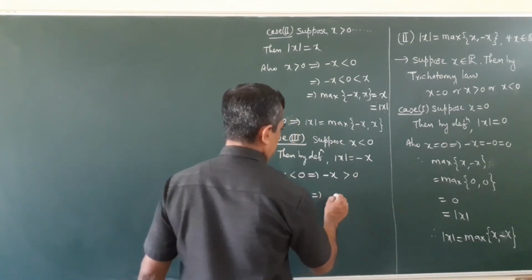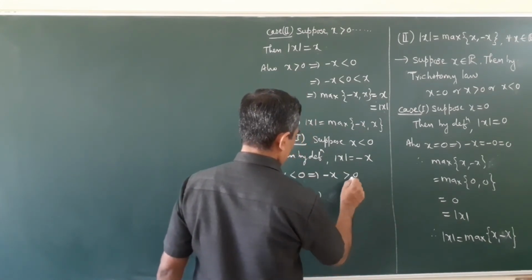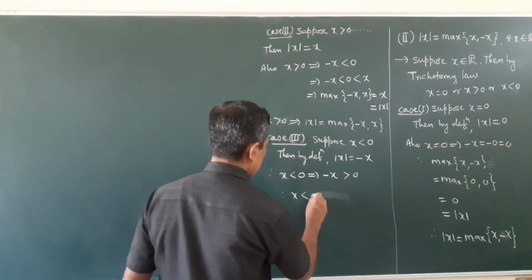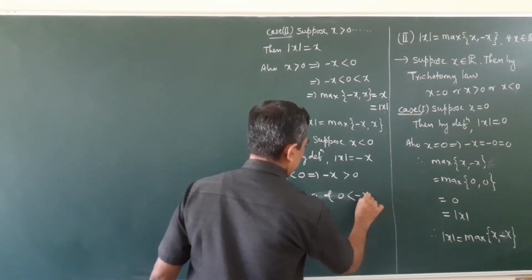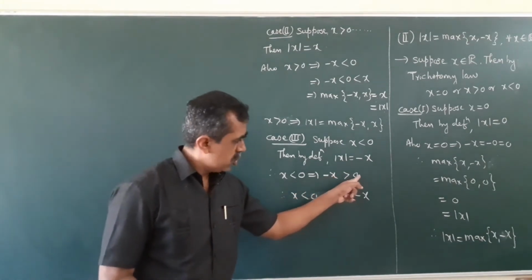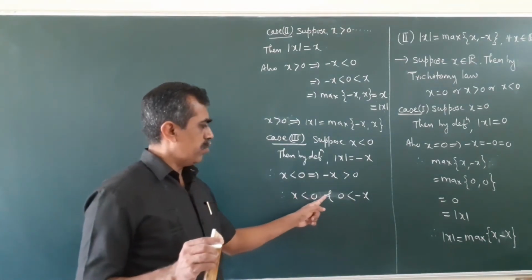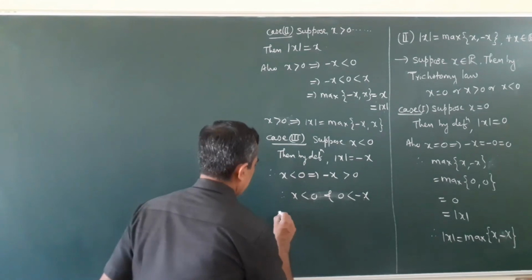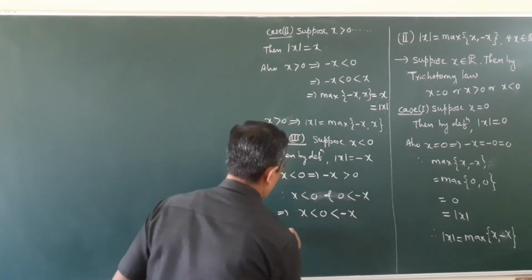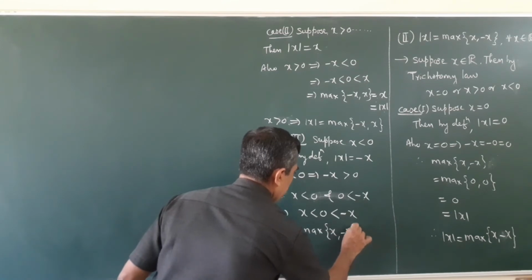Yes, this implies, I will write simply, x less than 0 and 0 less than minus x, right? Minus x greater than 0 means 0 less than minus x. Only simply I have written this. Now see here, a less than b and b less than c. This implies x less than 0 and 0 less than minus x. This implies maximum of x comma minus x now.